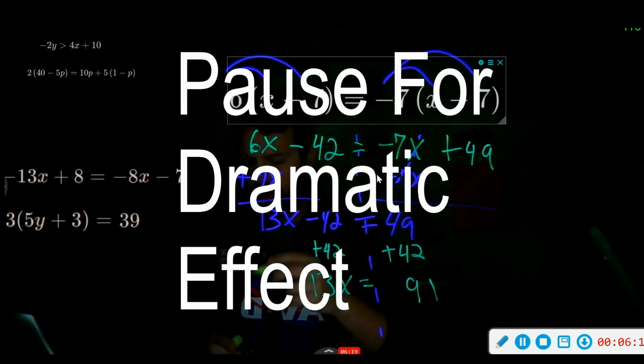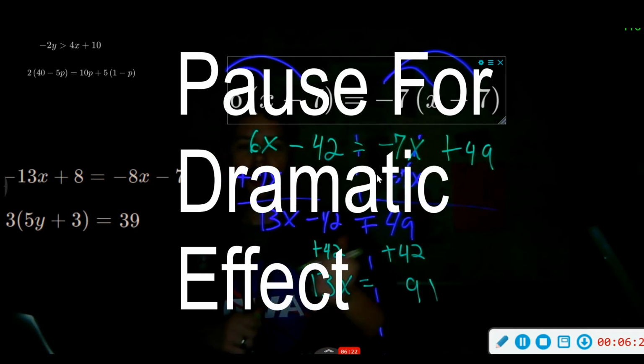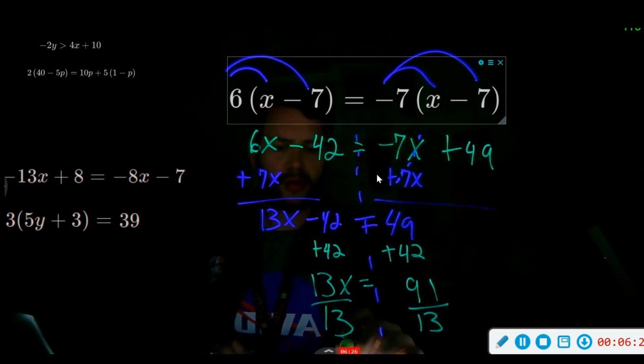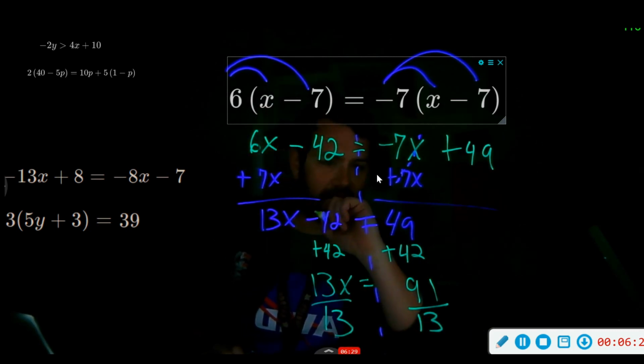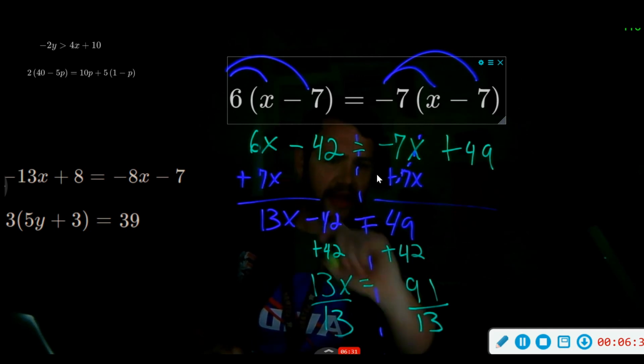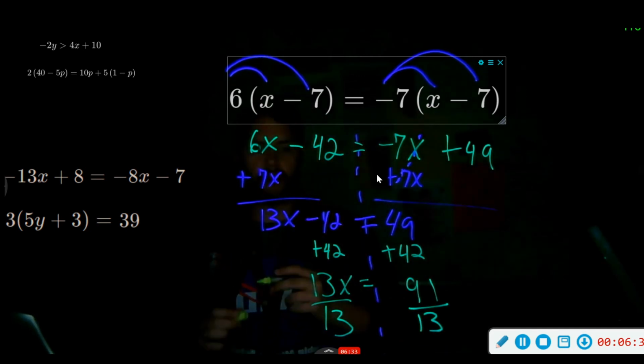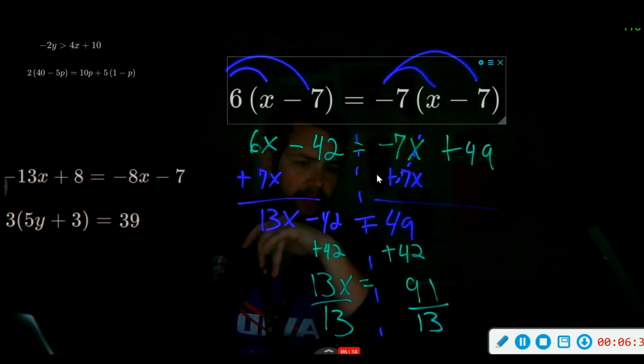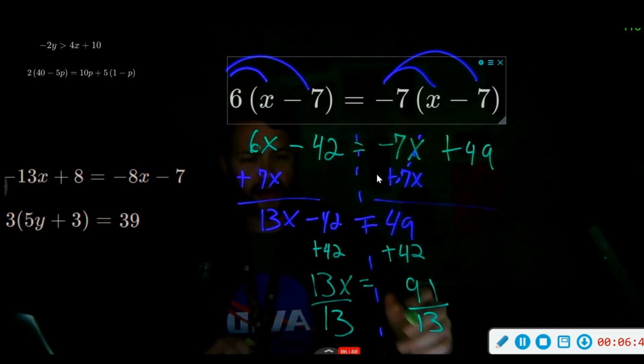It would appear so. I might need a calculator for the rest of this. And then we'll divide by 13. Should hope this goes in evenly. 7, there we go. Yeah, 91 divided by 13 is going to be 7. And we are done with that one.